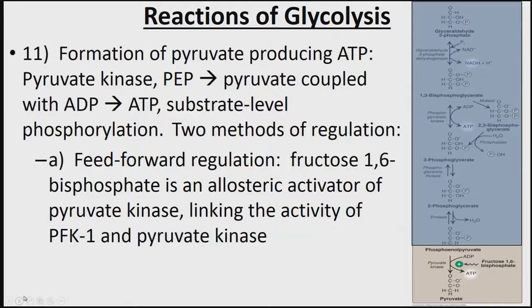Okay, so we had 2 key irreversible steps we've already seen: the hexokinase, glucokinase, PFK1, and all that complicated machinery for how it's regulated. Here's our 3rd key regulatory step. This is where we form pyruvate from PEP. The enzyme that does it is pyruvate kinase.